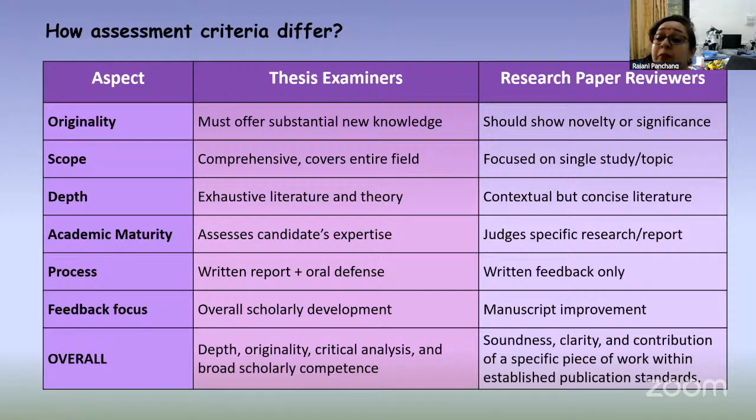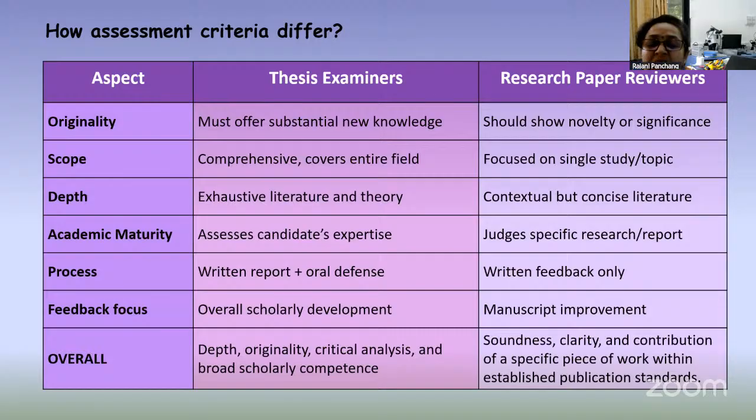How it must be new. The method should be new. The approach should be new. The objective should be new. What is the scope? Here, the scope is large, comprehensive. It should cover the entire field of your research. Here, it should be focused on one single objective. I already told you, one objective, one single topic.